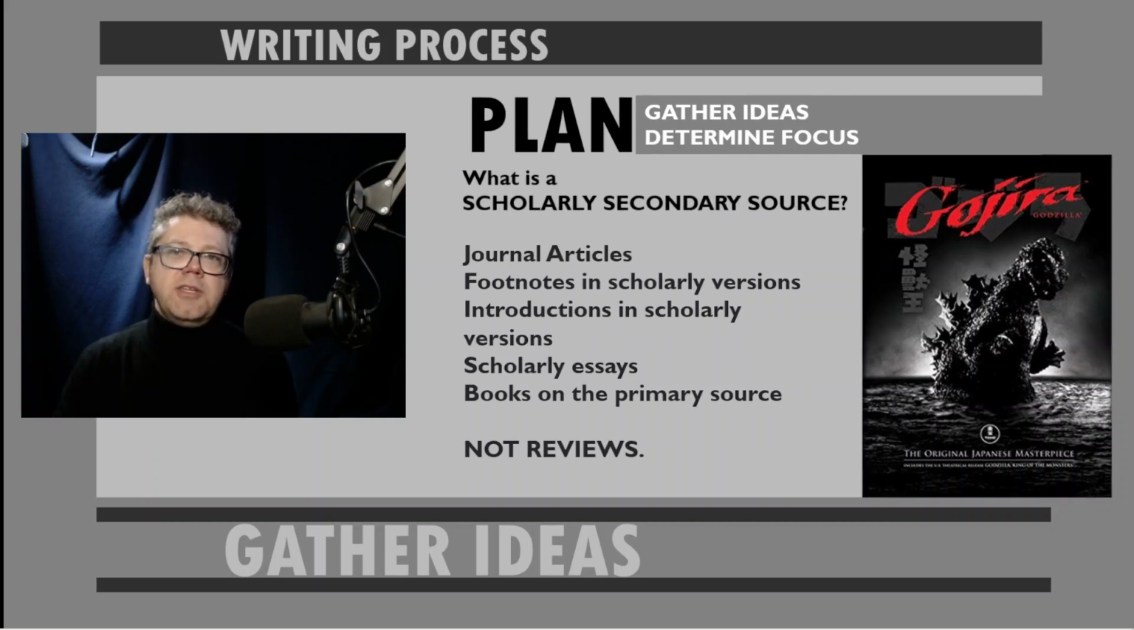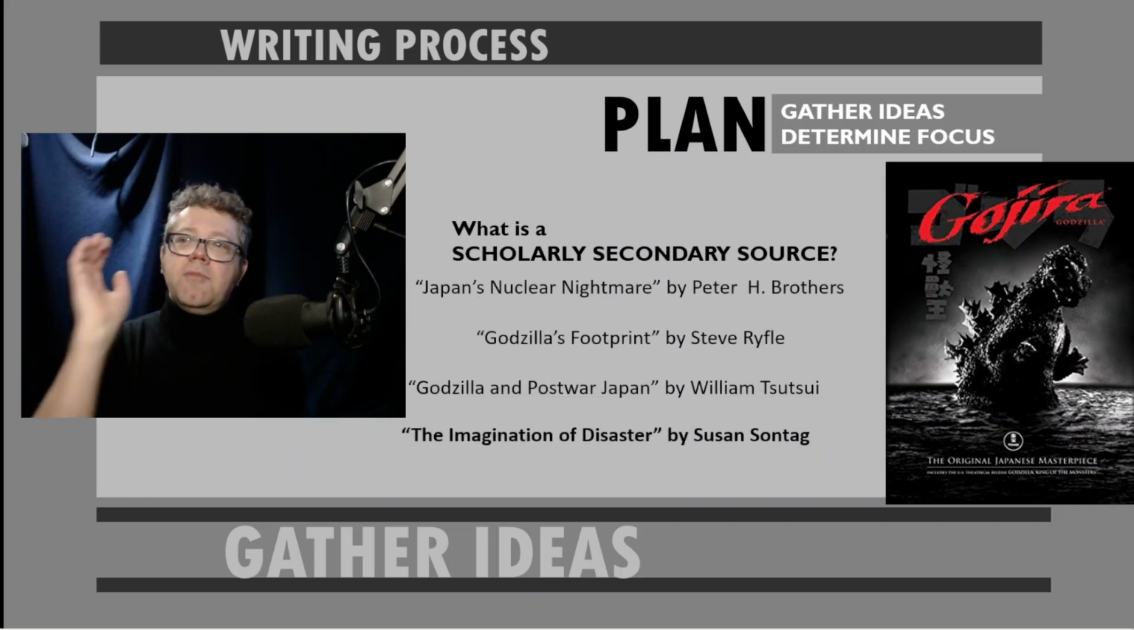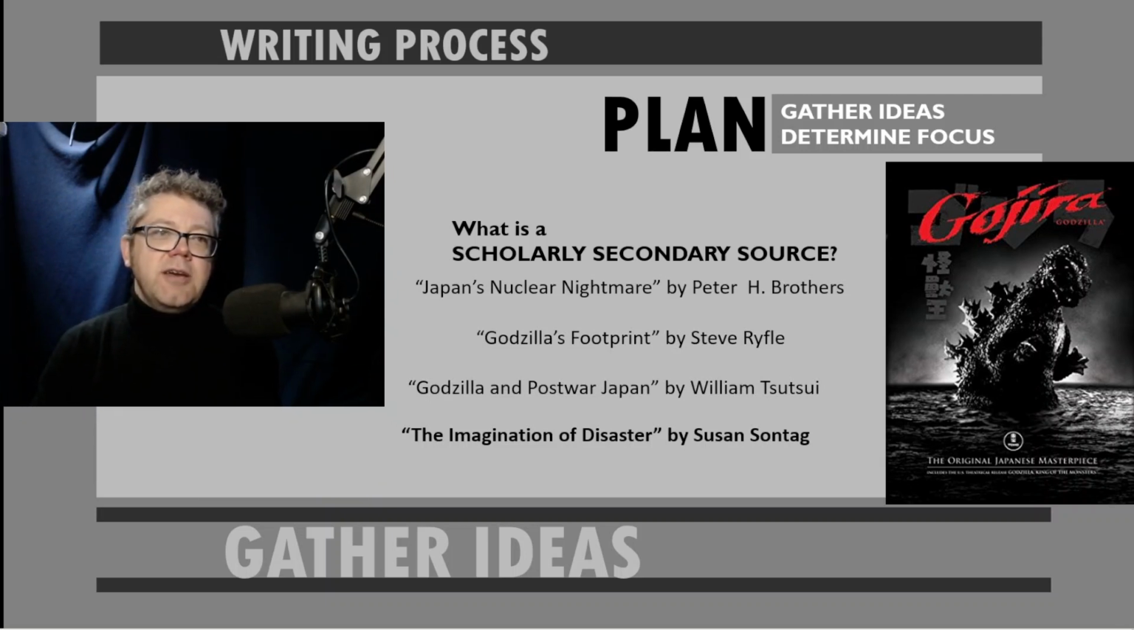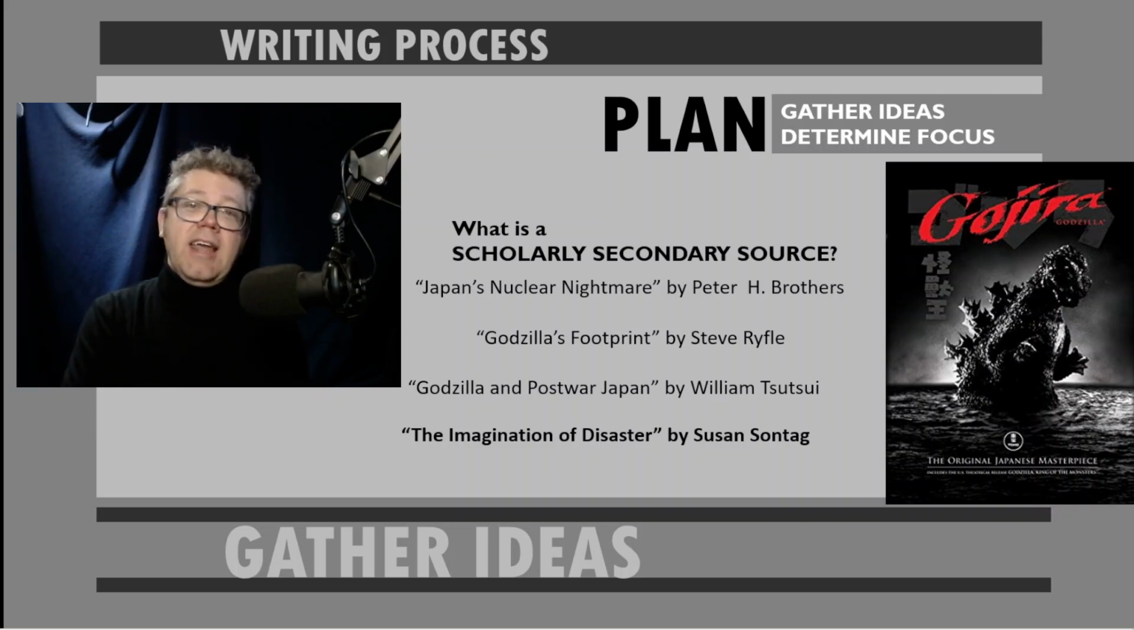You run into trouble when you run yourself out of time and you're scrambling to get sources. Luckily, you don't have to worry about this if you're in my course right now, because you already have a bunch of sources, right? For the Godzilla track, the Godzilla side, we have Japan's Nuclear Nightmare by Peter Brothers. Some of my students may have forgotten that we had that one because we haven't talked about it for a while. Godzilla's Footprint by Steve Reifel, which they summarized, so they know that one better than any other one in this list. Godzilla and Post-War Japan by William Tsutsui. And now I am forcing you to add The Imagination of Disaster by Susan Sontag to the list.